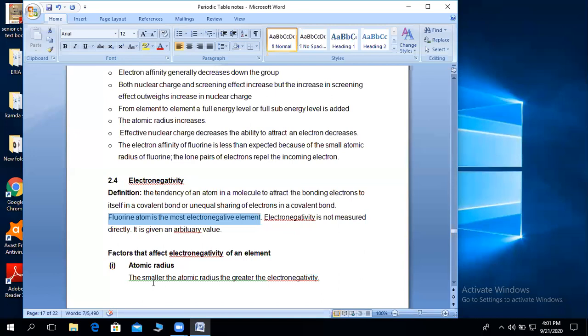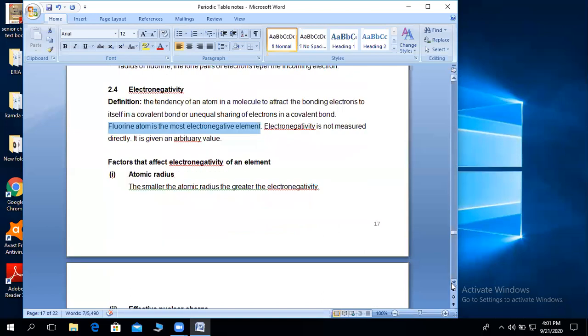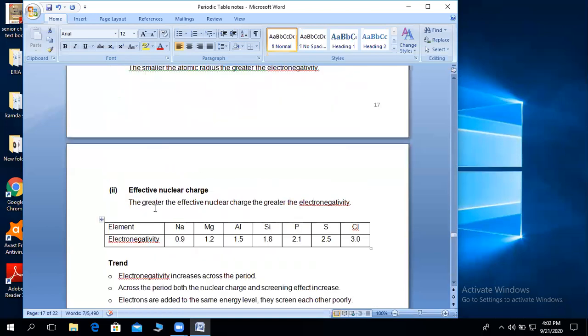So the smaller the atomic radius, the greater the electronegativity. That one you agree with. And effective nuclear charge. If the effective nuclear charge is high, then the atom will have a high electronegativity. So again, I have the table. Like I told you, we may give you this table and ask you to explain the trend of electronegativity. And you can see from sodium to chlorine, this is across the period.